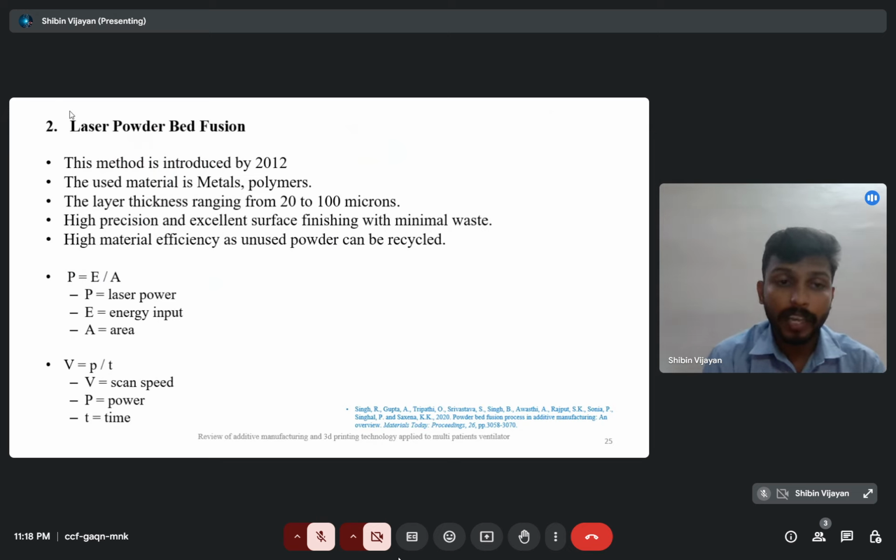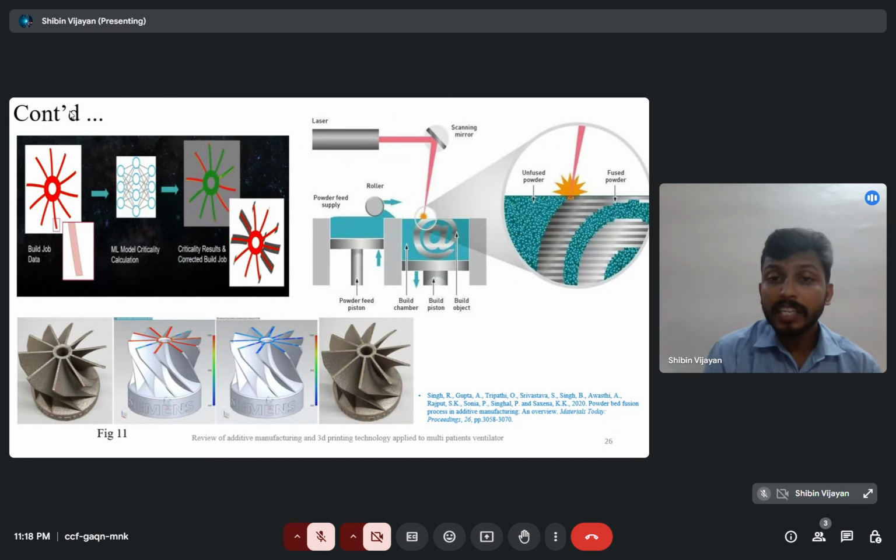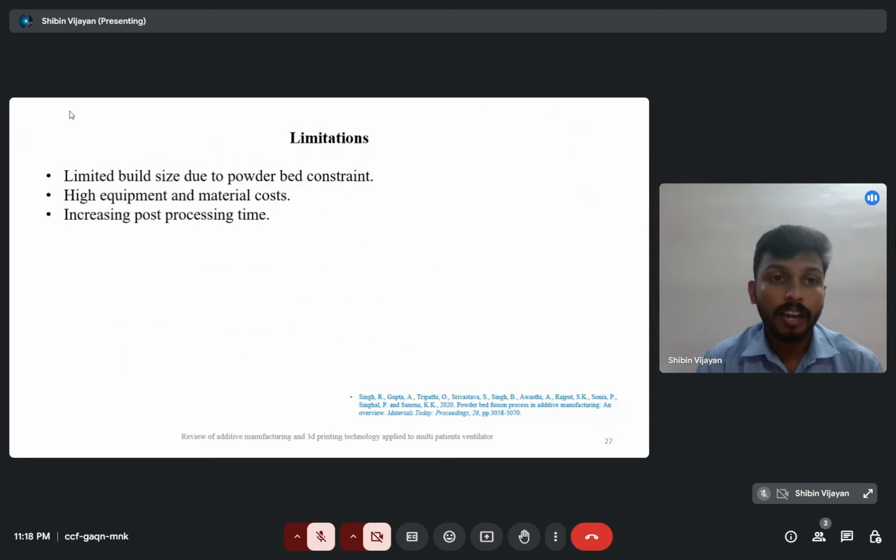P equals E by A, where P is the laser power, E is the energy input, and A is the area. At an early stage, it is the advanced method of the selective laser sintering method. The limitations are limited build size due to the powder bed constraint, high equipment and material cost, and increased post processing time.